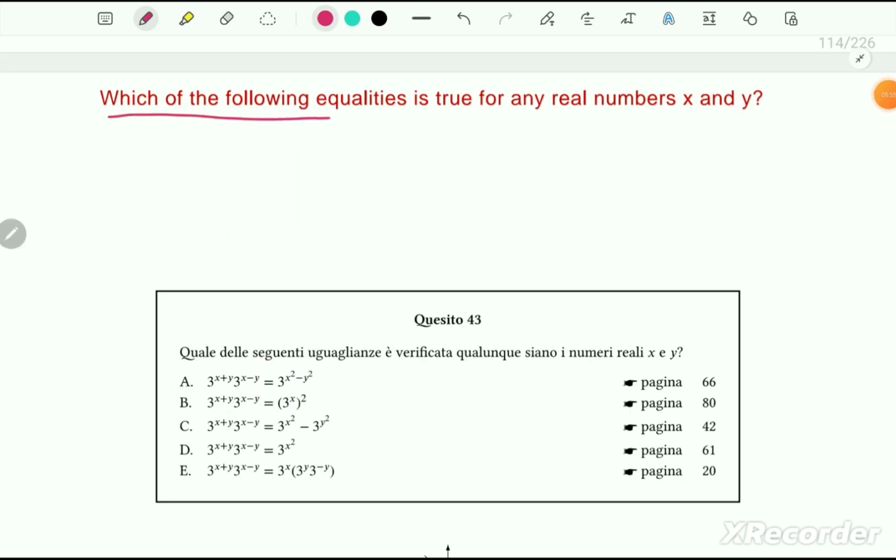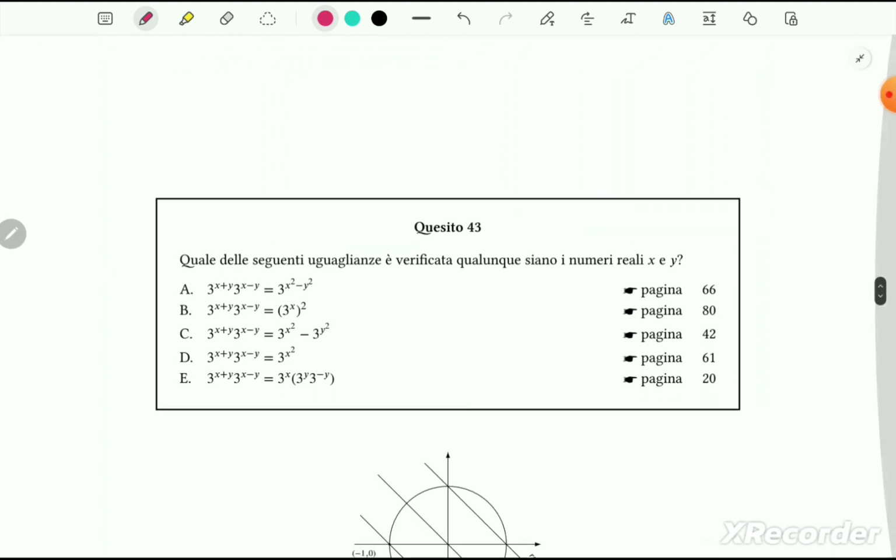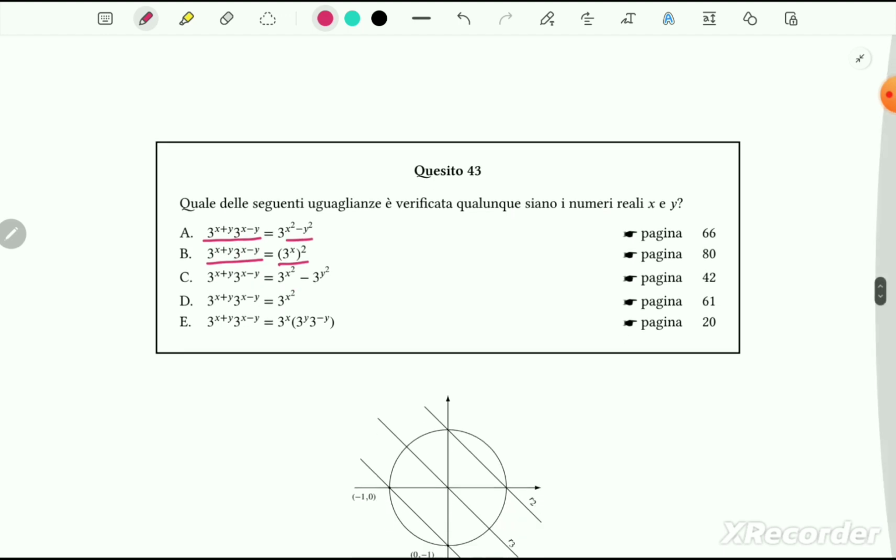Which of the following equalities is true for any real numbers x and y? Okay, so the right hand sides are the same. We have to just find out what is the correct simplification of the left hand side. Okay, let's do it.